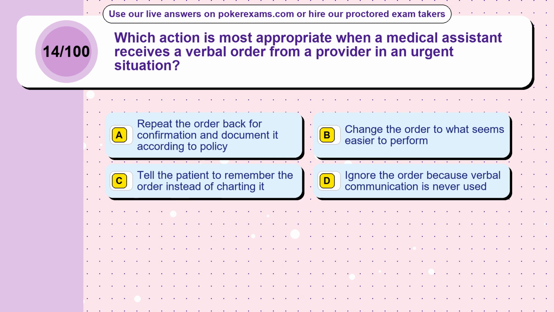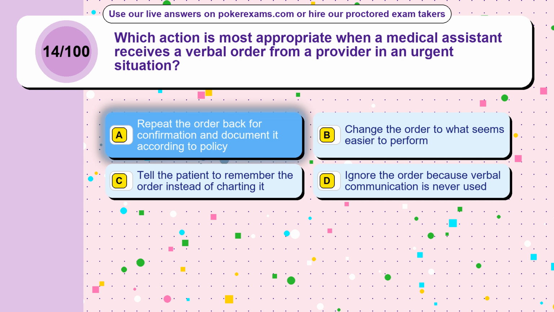Which action is most appropriate when a medical assistant receives a verbal order from a provider in an urgent situation? Option A. Repeat the order back for confirmation and document it according to policy. Option B. Change the order to what seems easier to perform. Option C. Tell the patient to remember the order instead of charting it. Option D. Ignore the order because verbal communication is never used.